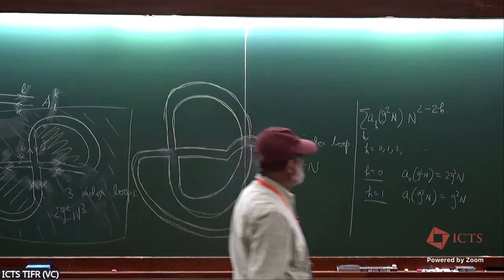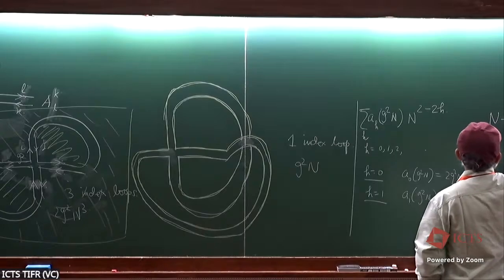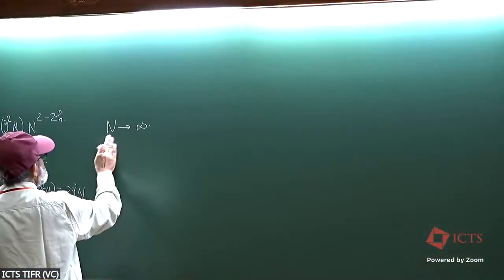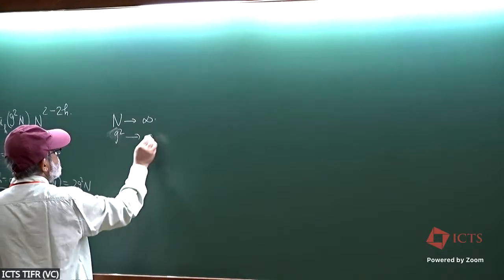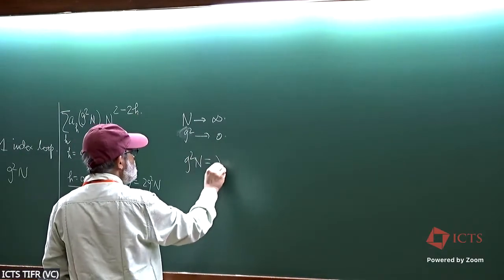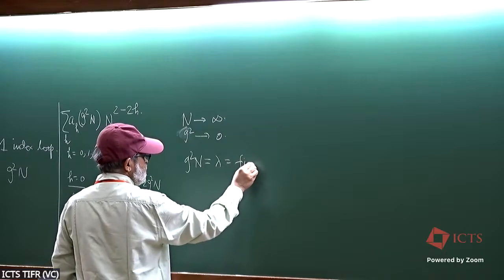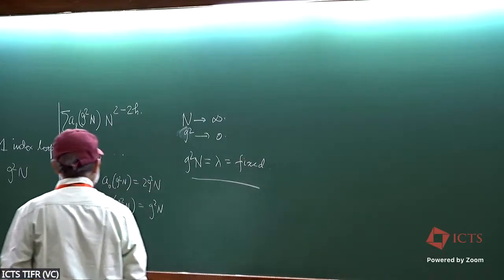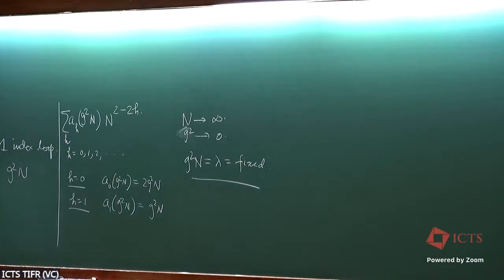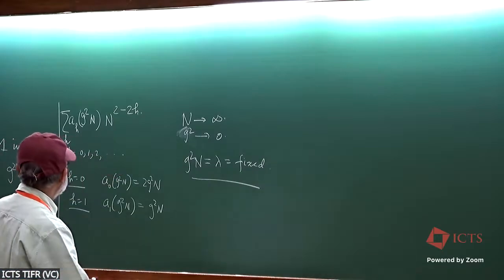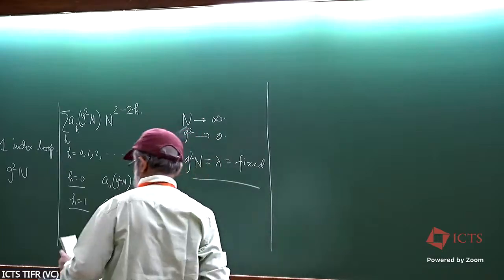So he said the following. This is 't Hooft's work. Let's take n going to infinity and g square going to 0, so that g square n equal to lambda is held fixed. Then this quantity looks like 2 lambda n square plus lambda, and this dominates quite clearly. So this is the planar dominance, the dominance of planar diagrams. Let's prove this. It's important to go through this slowly.